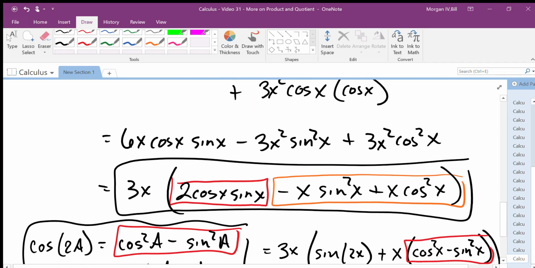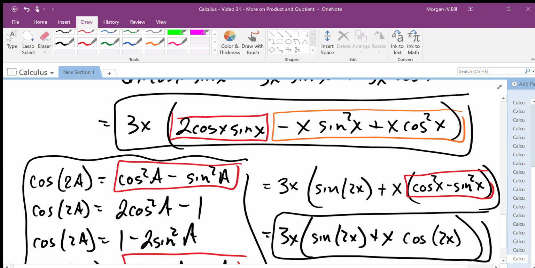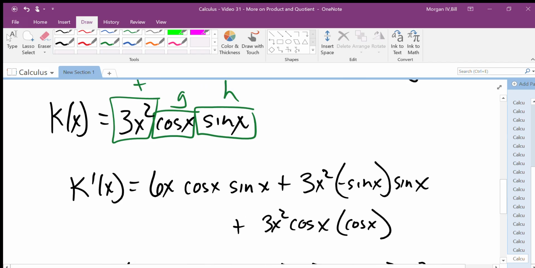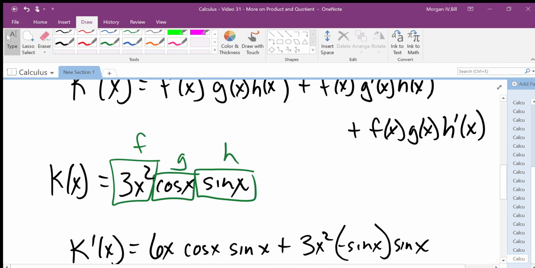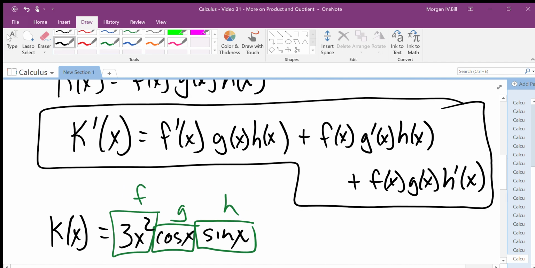Okay, so the big picture here, other than that last simplification, and I try to bring those in every time I can because I'm trying to get you to remember these double angle formulas and to use them, is that if we have 3 functions multiplied, we can still do the product rule like this here. Okay, so that was more on the product rule.